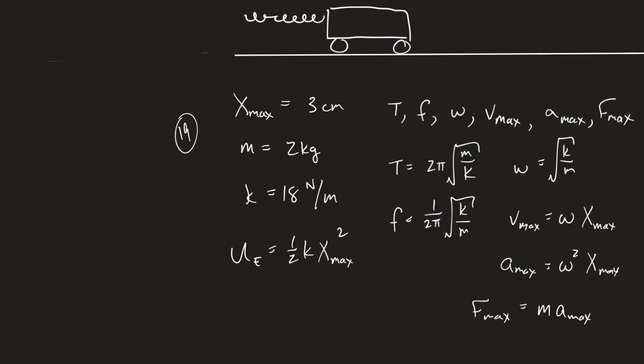But they say for part B, if a second 18 newton per meter spring is attached beside the first one, what will the period of vibration be? Now, be careful. If they attach the spring like this, that just doubles the spring constant. That's pretty easy.